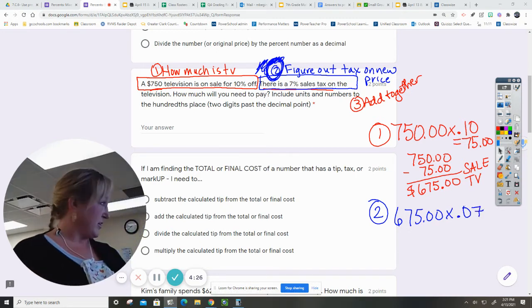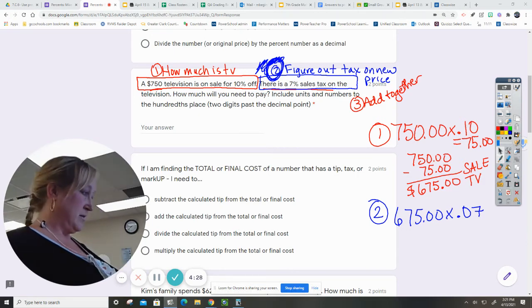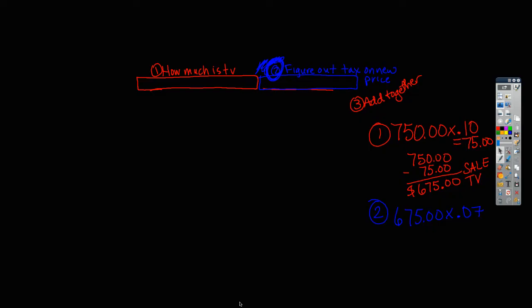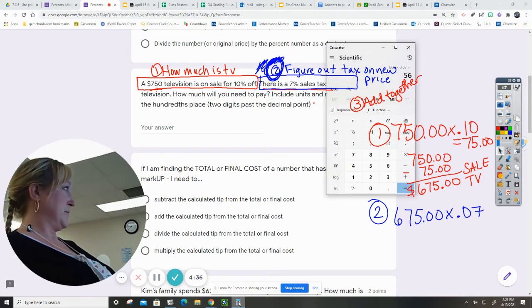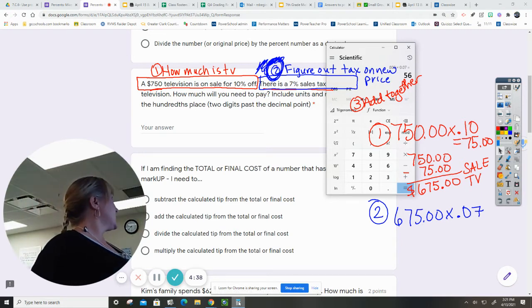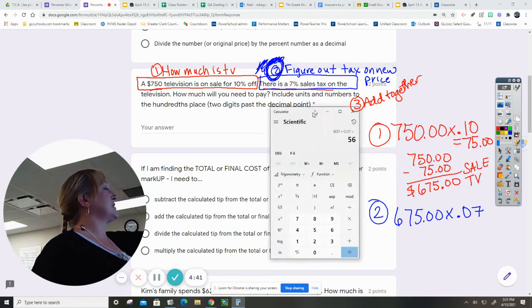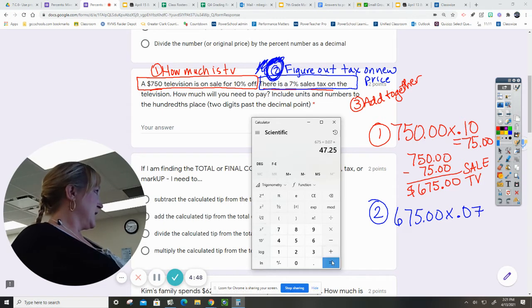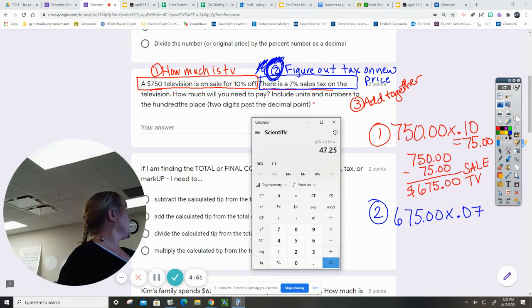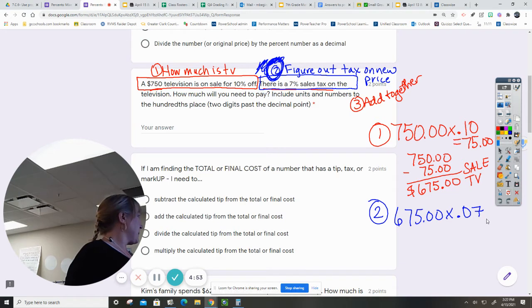I'm going to borrow my calculator because I can't do that one in my head. It's easy. Where'd it go? Calculator. Whoa. Calculator doesn't like me today. There you go. So, need to be able to see it. 675 times 0.07 equals 47.25. Now, that $47.25 is the tax.